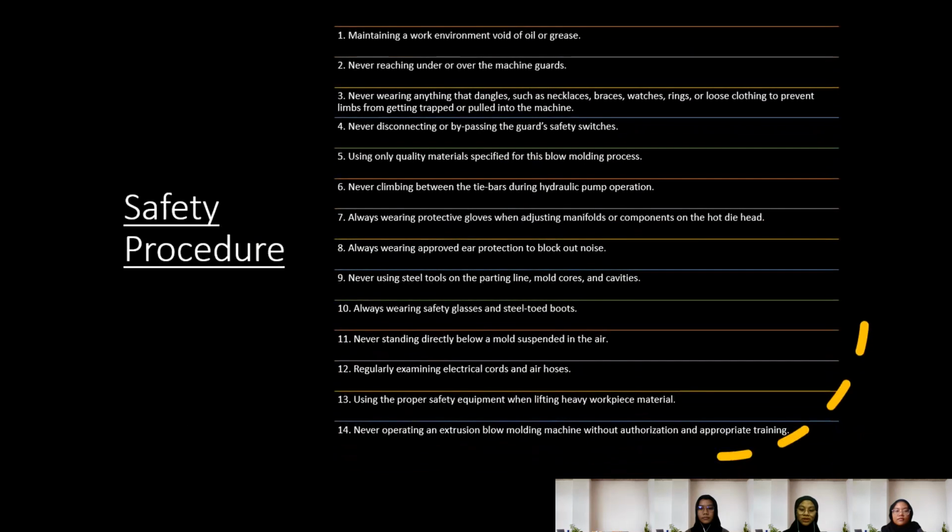Then I will continue with the safety procedure. Number 1, maintaining a work environment void of oil or grease. Number 2, never reaching under or over the machine guards. Number 3, never wearing anything that dangles, such as necklaces, bracelets, watches, rings, or loose clothing that prevent limbs from getting trapped or pulled into the machine.